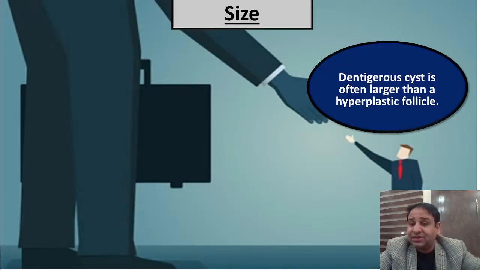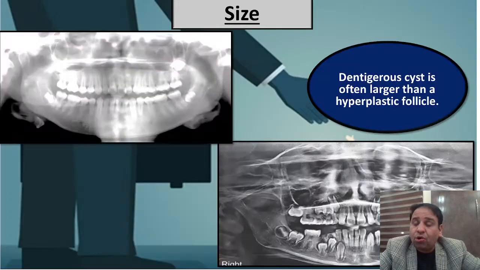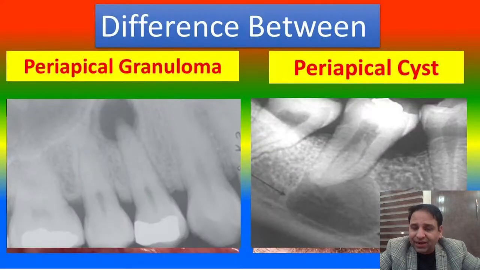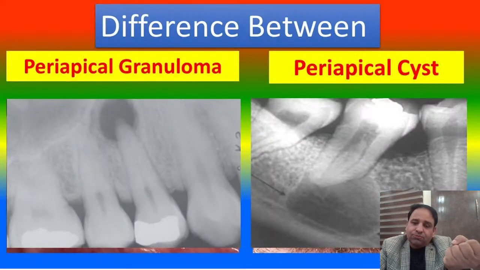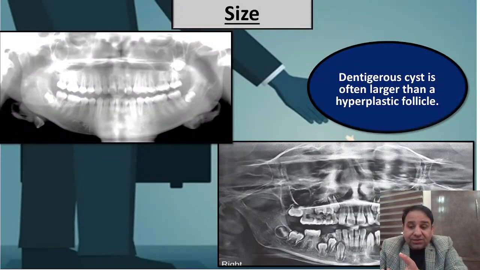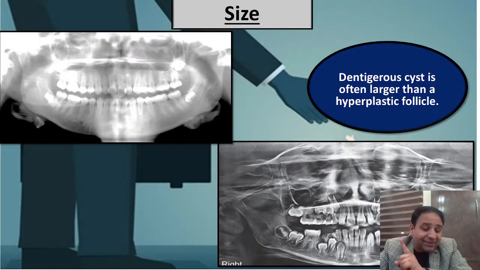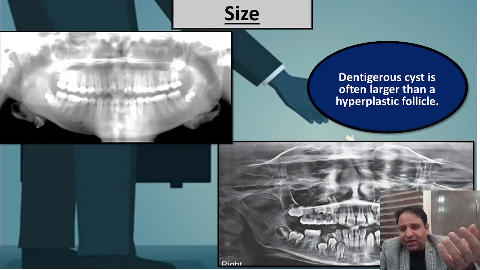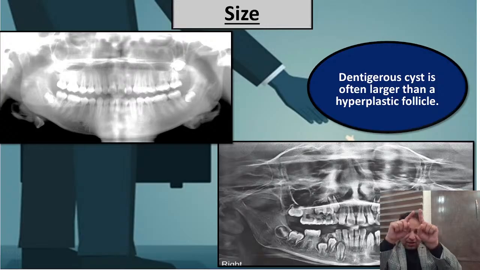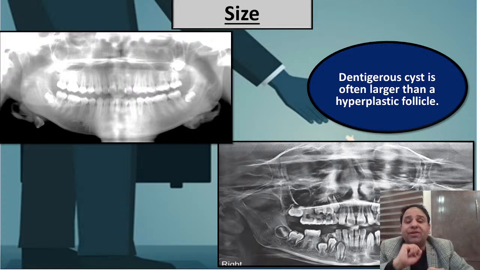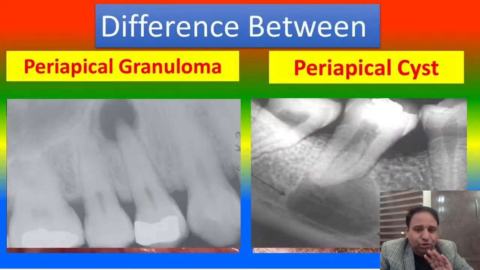If you remember, we discussed that we can differentiate many pathologies on the basis of size, students, right? You all know that periapical granuloma is small in size, periapical cyst is large in size. Similarly, normal follicle, hyperplastic follicle and dentigerous cyst can be differentiated on the basis of size. A small follicle is 2 to 3 mm. A hyperplastic follicle is 3 to 5 mm. But if the radiolucency attaching at the CEJ is more than 5 mm, then it is definitely a dentigerous cyst. So this is also important that we should know.